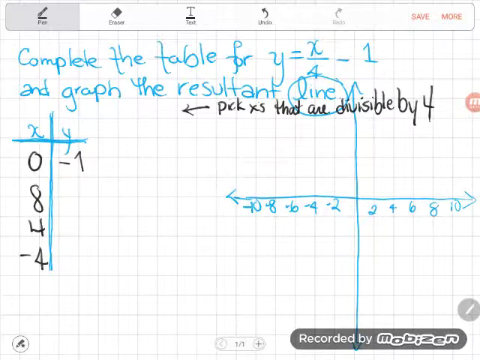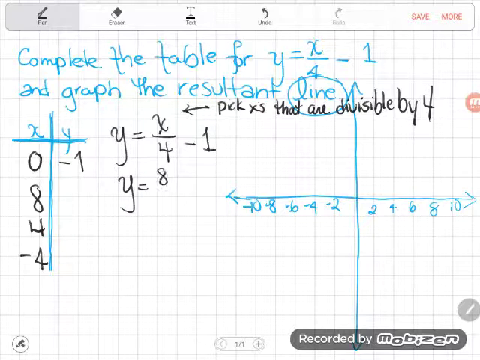So now let's see what happens to this exact same equation when instead of turning x into 0, I turn x into 8. So I'll substitute in 8.